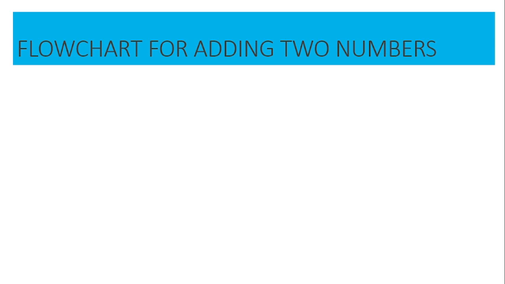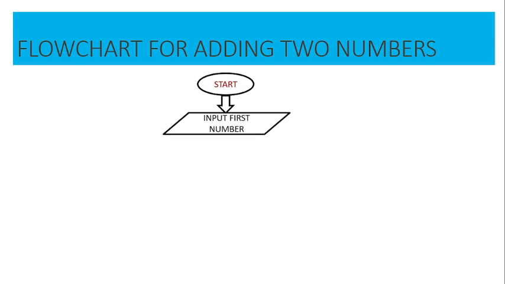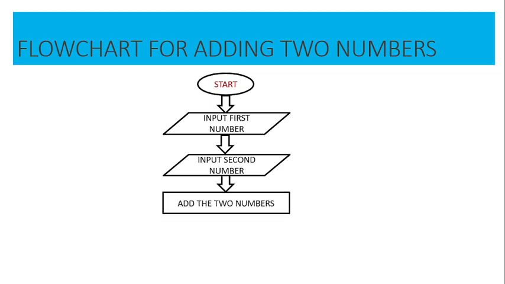To draw the complete flowchart for adding two numbers, you start with the start. Now the arrow. Then you take input, that is input first number. Then we connect it with the other one, input second number. Then after taking all the input, add the two numbers, that is a process. Then we continue with the arrow, then display the results.